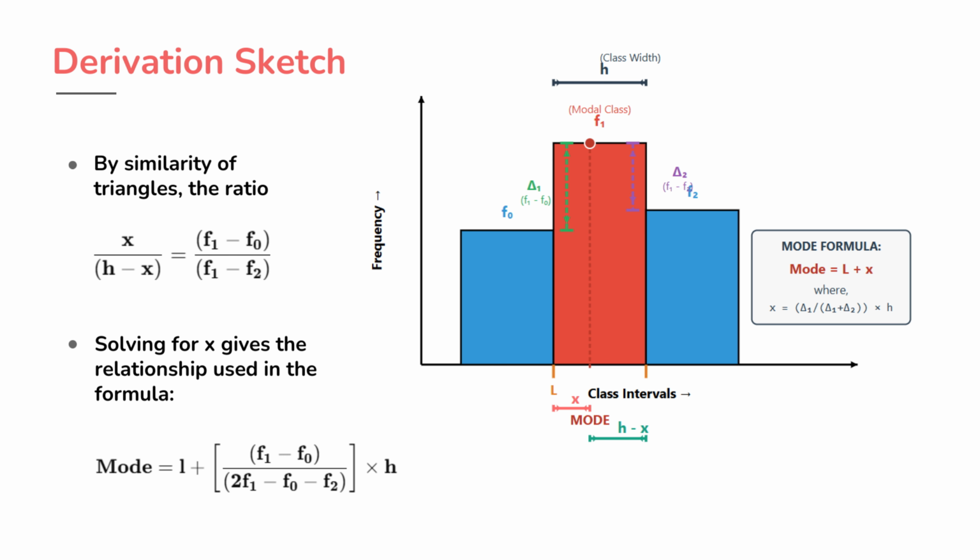Now, we solve for x, a bit of algebra magic, and we get x equals open bracket f1 minus f0 close bracket divided by open bracket 2 f1 minus f0 minus f2 close bracket times h. And since the modal class starts at L, mode equals L plus x, which gives us our formula again. Mode equals L plus open bracket f1 minus f0 close bracket divided by open bracket 2 f1 minus f0 minus f2 close bracket multiplied by h. There you go. Geometry meets algebra, and we get the most popular number's exact location. Now let's see how this works in action with a real example.